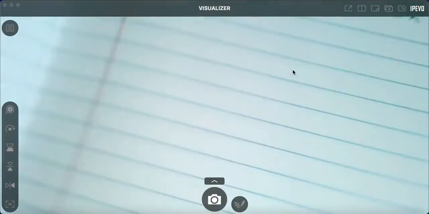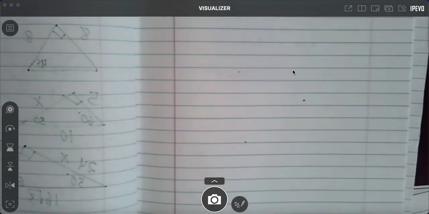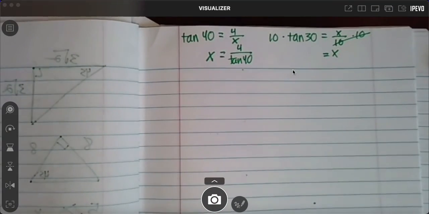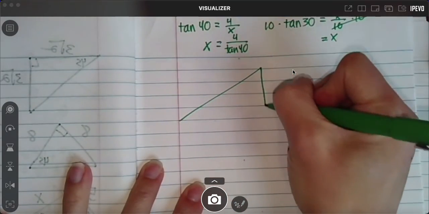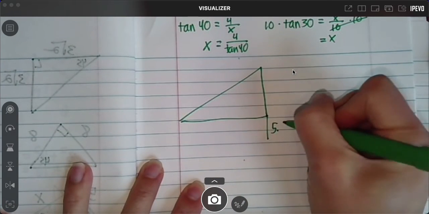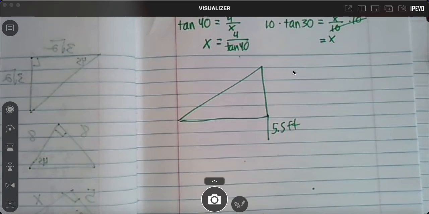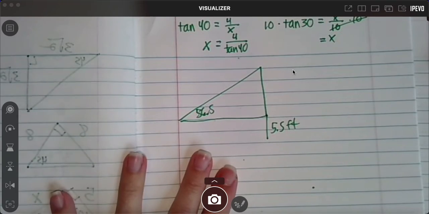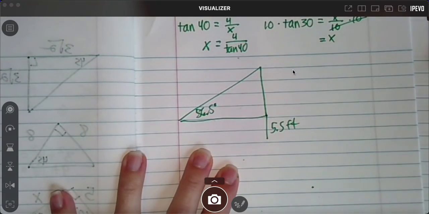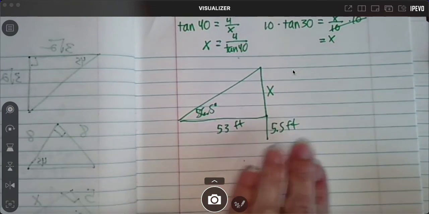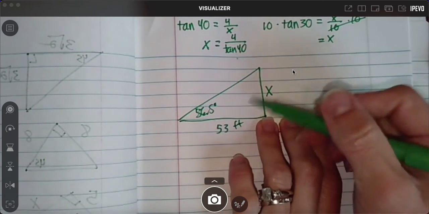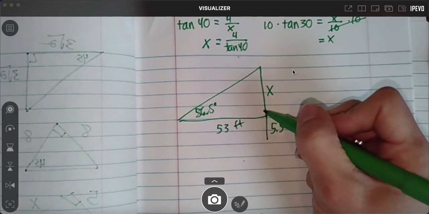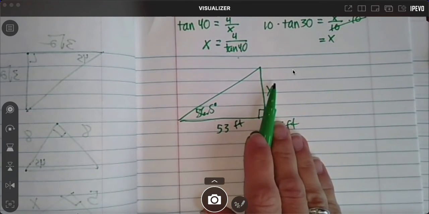So let me draw my triangle, and I'll show y'all how to work this one out. If I have this triangle, I'm going to go ahead and add this as 5.5 feet. It gave me that information for a reason. This was 56.5 degrees. This is x, and this is 53 feet. Now let's just leave this alone for a minute, and I want to find x. What am I going to use? Sine, cosine, or tangent? Tangent, because it's opposite over adjacent.